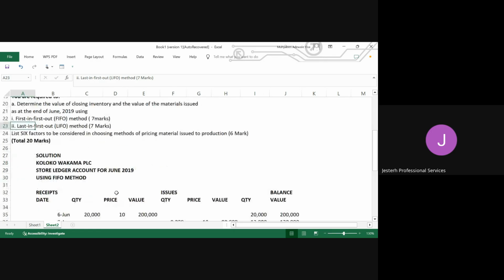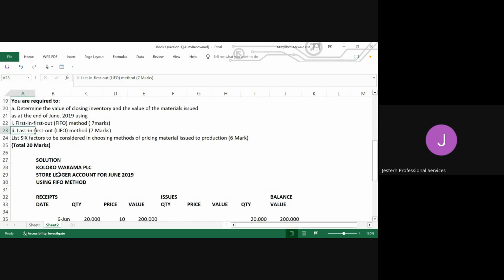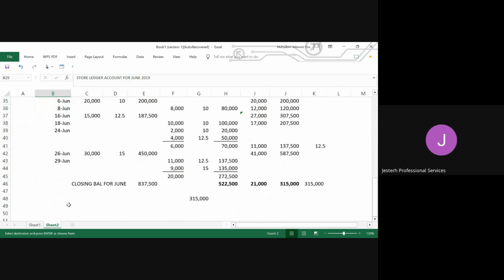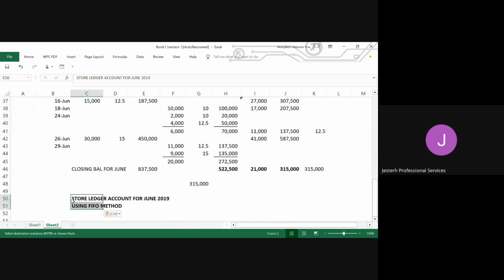So now let me copy this and take it down. Let me copy this and take it down. Then change this very one. We are using last in first out. Now this is the second method that they ask us to use. Now this is the opposite.